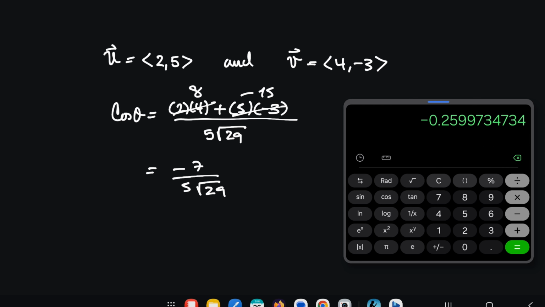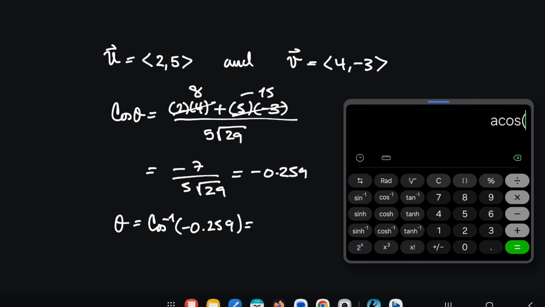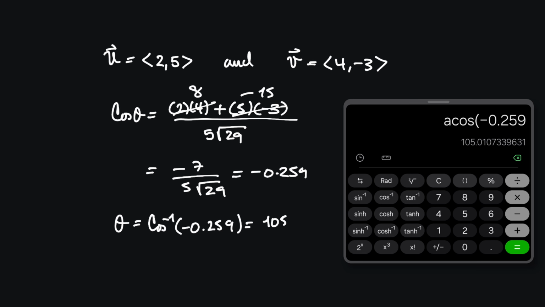Let's close that, and we get that this is negative 0.259. Let's use just straight decimal. So theta is going to be cosine inverse or arc cosine of negative 0.259. And this is 105.01 degrees. So actually, it's basically 105 degrees in between those two vectors. So the angle in between those two vectors is 105 degrees.